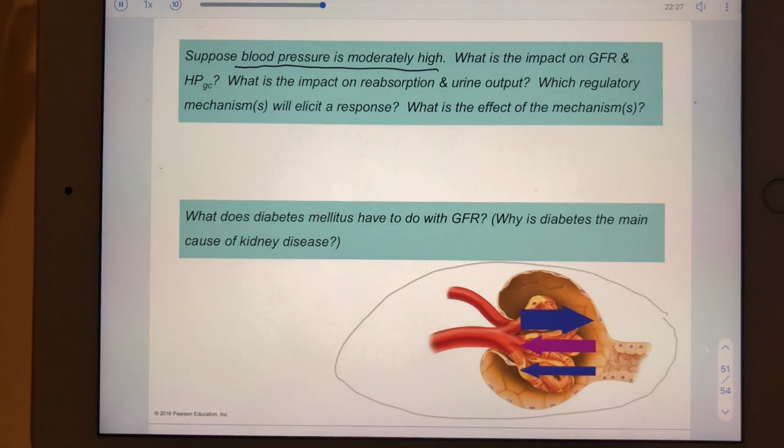That's right, we're coming all the way back to diabetes mellitus. What does diabetes mellitus have to do with glomerular filtration rate? Why is diabetes the main cause of kidney disease? Really, the answer to both those questions is the same. And I've given you a hint in the corner of the slide. Really think about those tug-of-war pressures or forces, right, that are determining the bulk movement of fluid. So go back to that slide. I think that will help a lot.